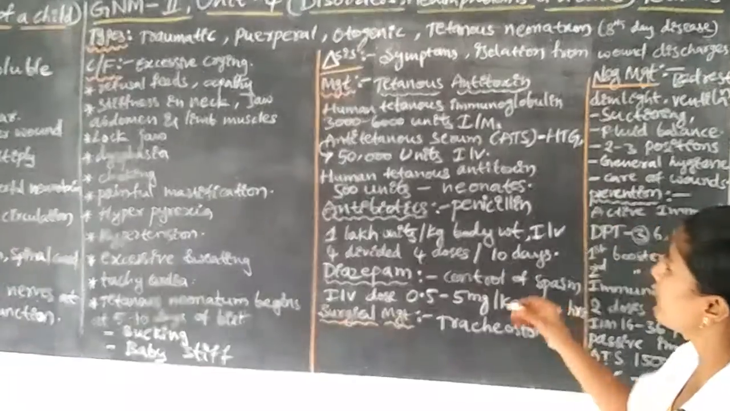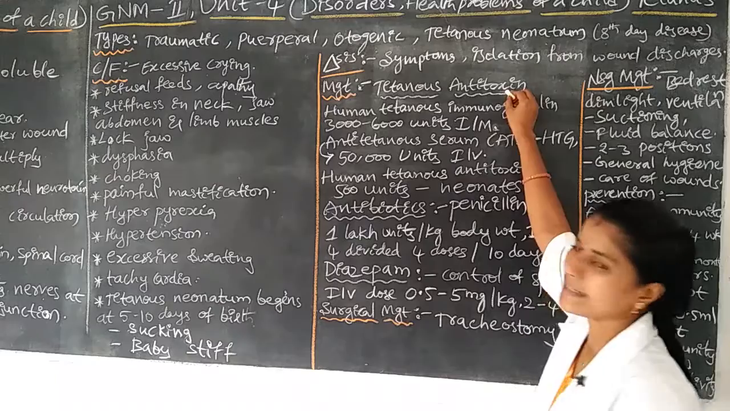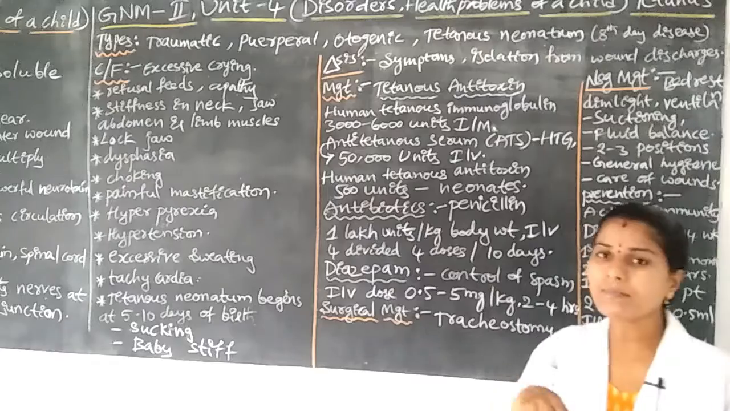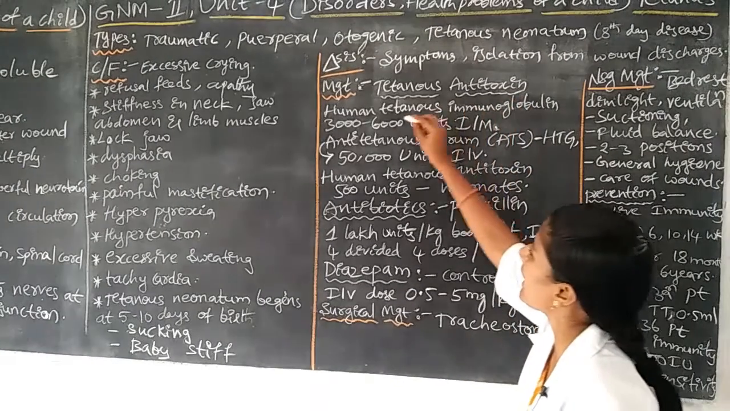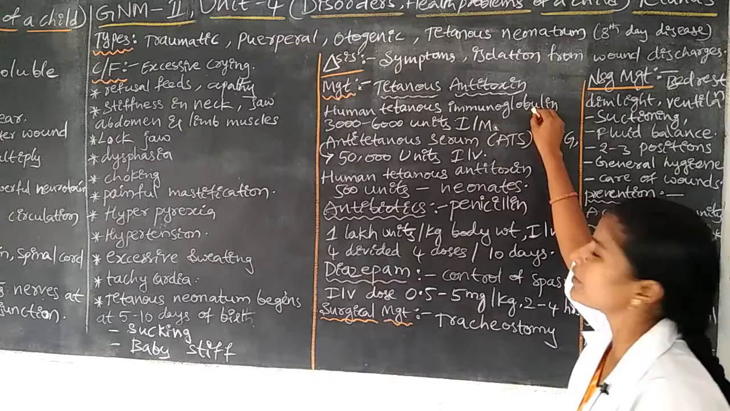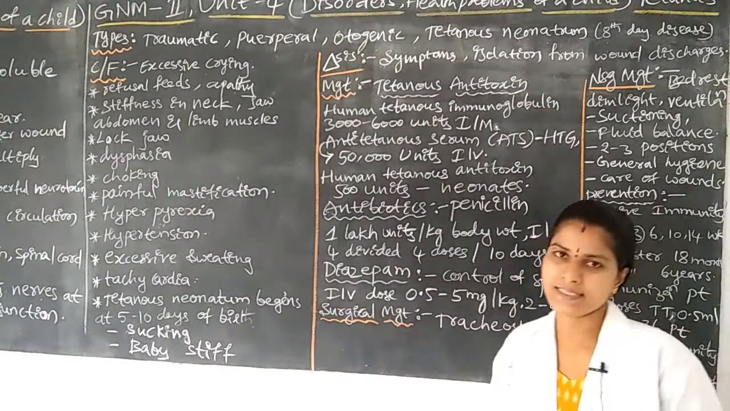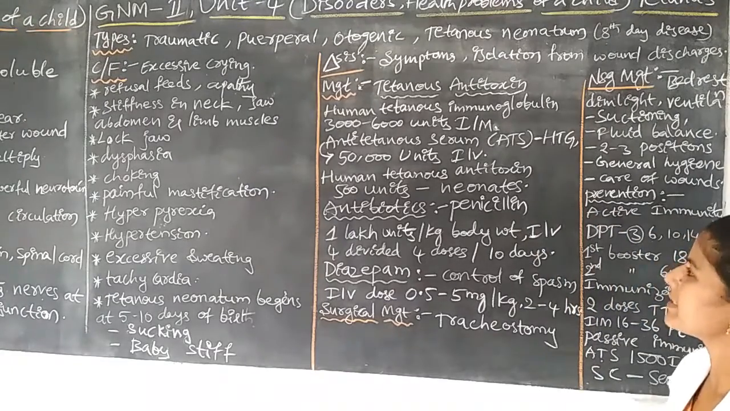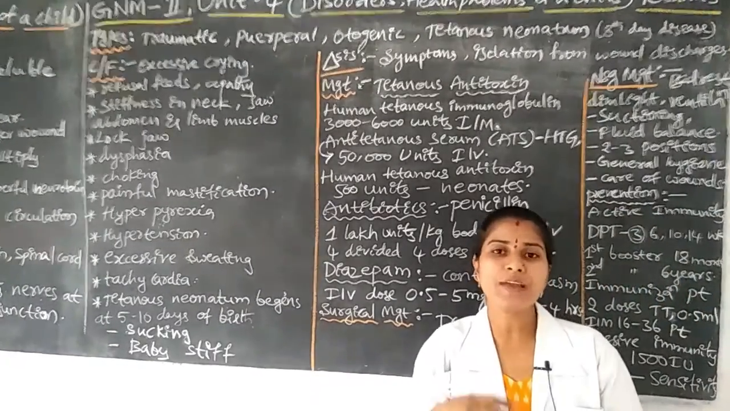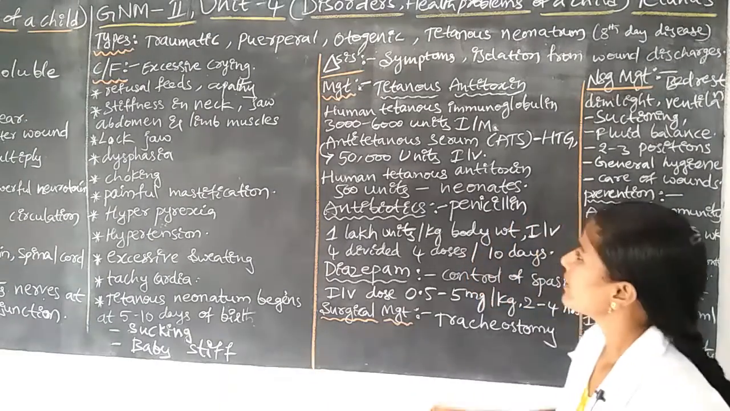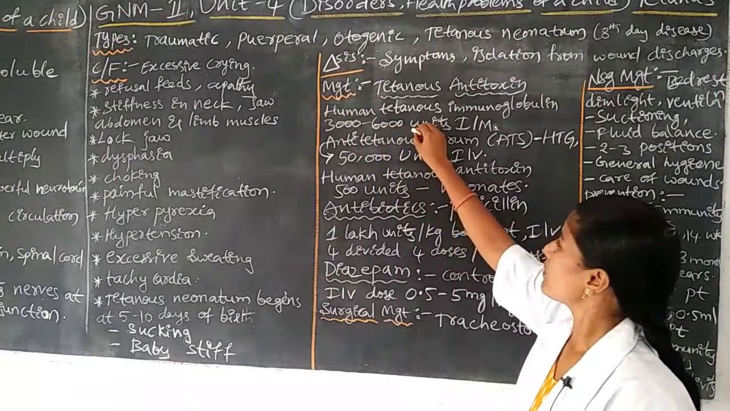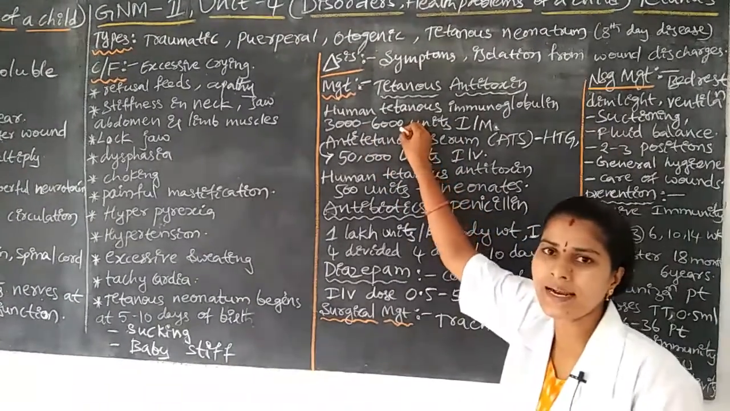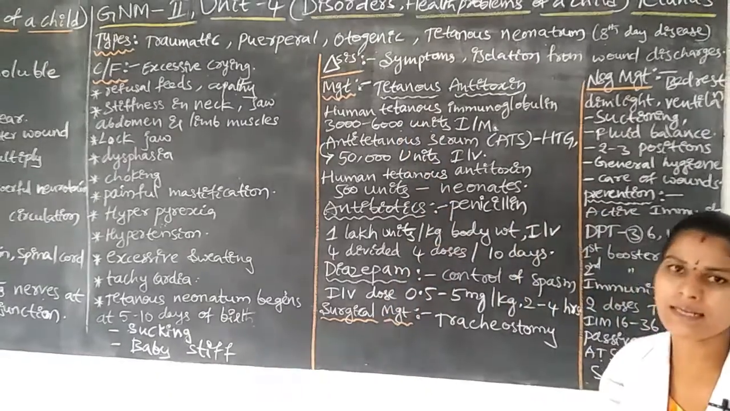Here the medications are like tetanus antitoxin. We administer tetanus antitoxin like human tetanus immunoglobulin, TIG. What is the dose? How much do we have to administer to the children? 3000 to 6000 units. The route is intramuscular.